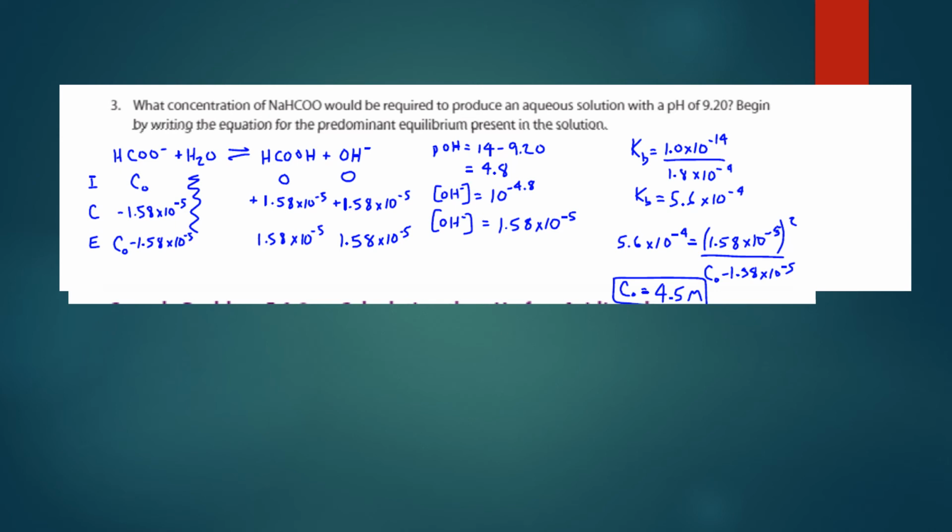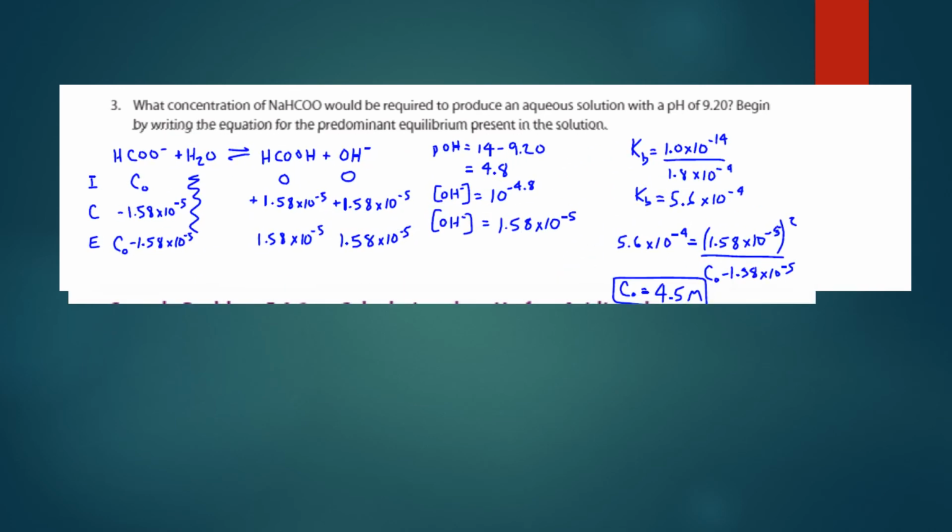And Kb is equal to the products over the reactants, 1.58 times 10 to the negative 5. I'm going to square that because there's 2 of them. And then on the bottom, that initial concentration, C0, minus 1.58 times 10 to the negative 5. When I go through that and I solve for C0, I get a concentration of 4.5 moles per liter of sodium HCOO minus. Okay, so there's my initial concentration.